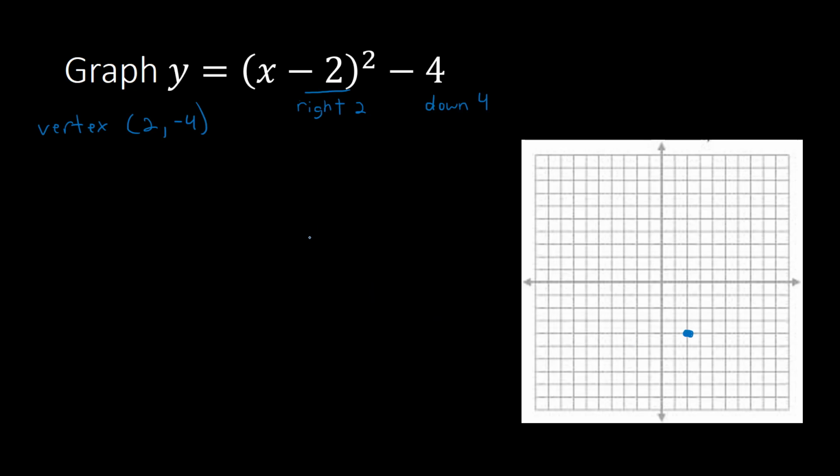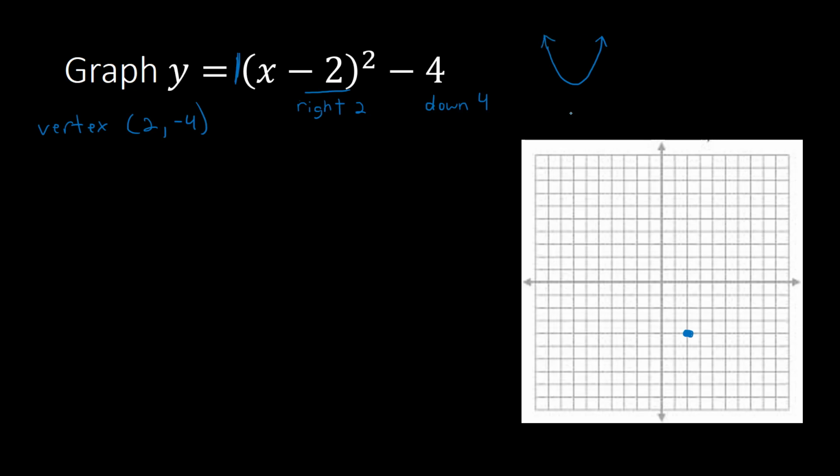And now the question is, what other points can we find from the vertex? And yes, we could plot points: plug in something for x, see what y is equal to. But a shortcut that we can use is using the number in the front right here. So it's an assumed 1. It's positive, so we know it's going to be facing up. So it's going to look something like this.